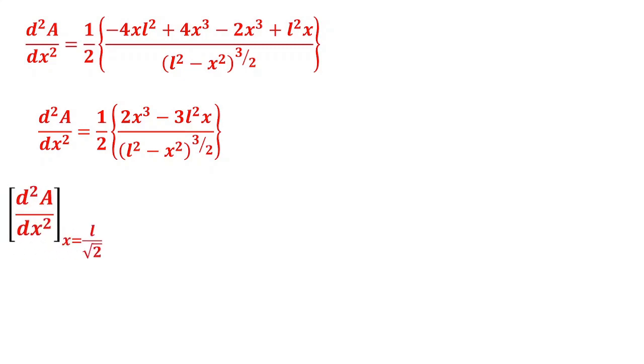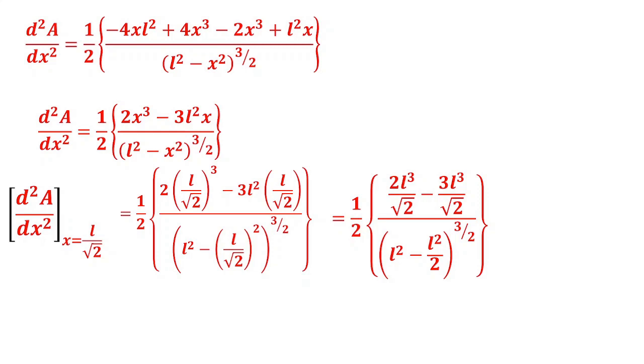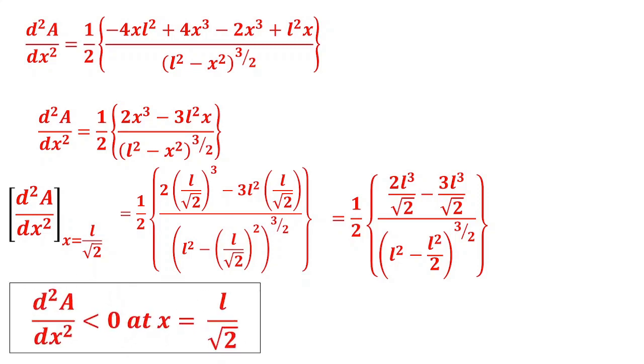Now I have to check the value of this second derivative at x is equal to L by root 2. Wherever x comes, I am replacing it by L by root 2. 2 into L by root 2 whole cube minus 3L square into L by root 2, divided by the denominator. Now in the numerator, I am getting 2L cube by root 2 minus 3L cube by root 2. Simply by seeing it, no need for any more calculation, I am finding that the numerator will be a negative number, that is 2L cube minus 3L cube. Therefore, it will be minus L cube.